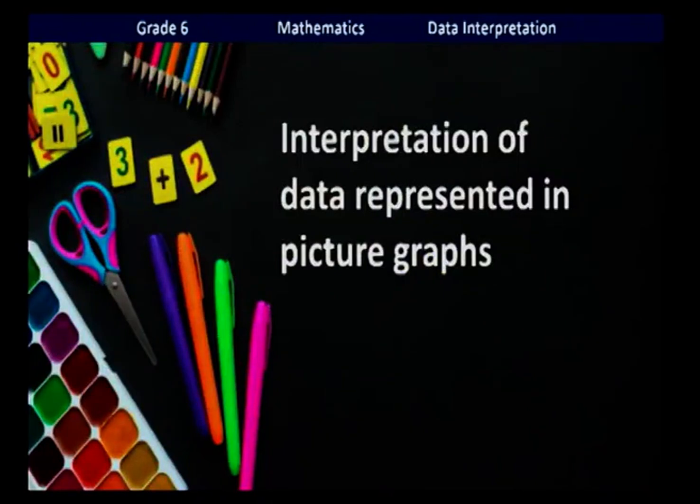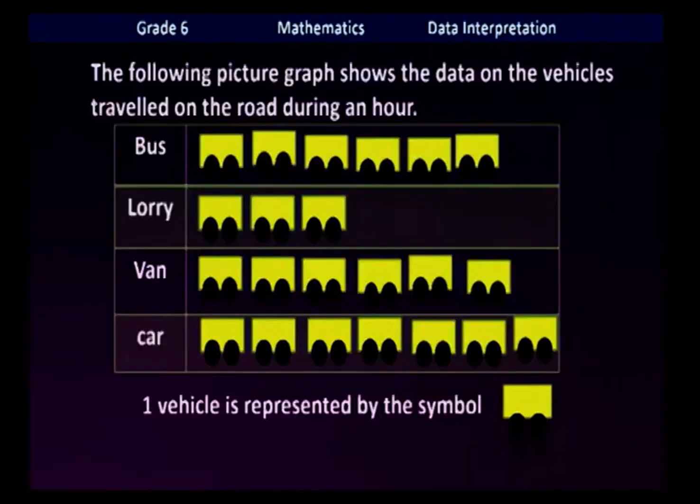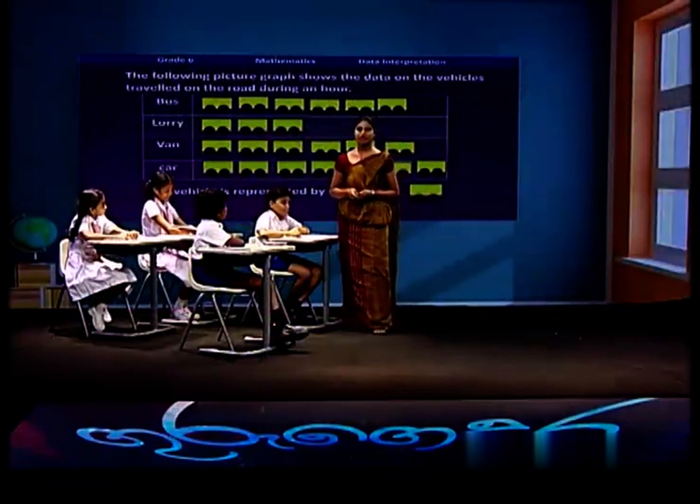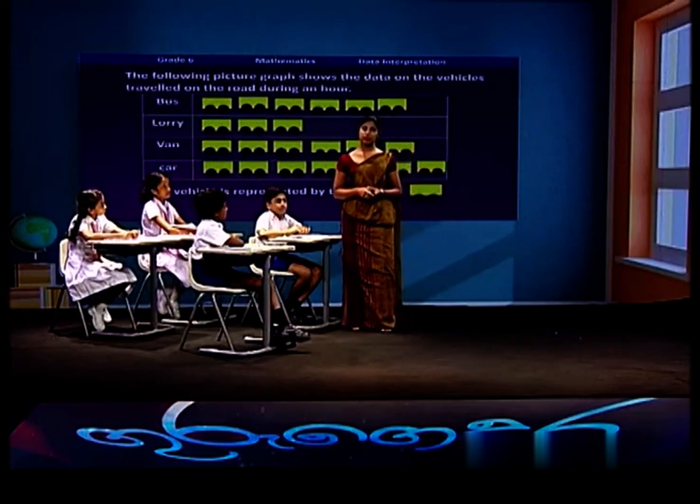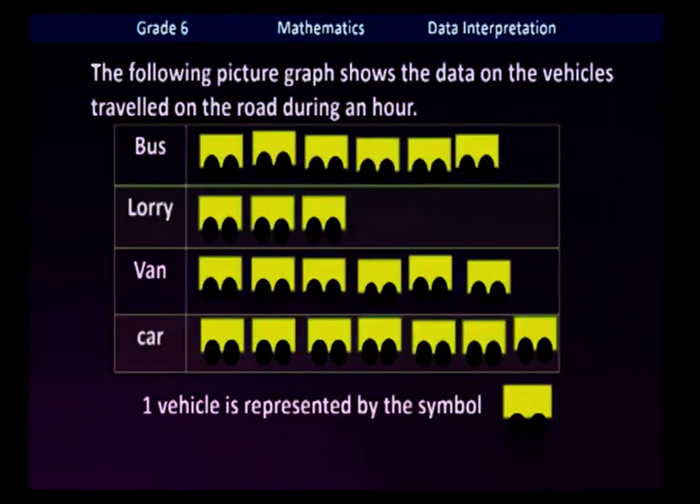Okay, another subtopic of this lesson, interpretation of data represented in picture graphs. Now, move to another question. It consists of picture graphs. The following picture graph shows the data on the vehicles that travelled on the road during an hour. During an hour, what are the vehicles you can see in this picture graph? What are the vehicles, my dear children? Bus, lorry, van, car. Very good. In this picture graph, you can see bus, lorry, van and car.